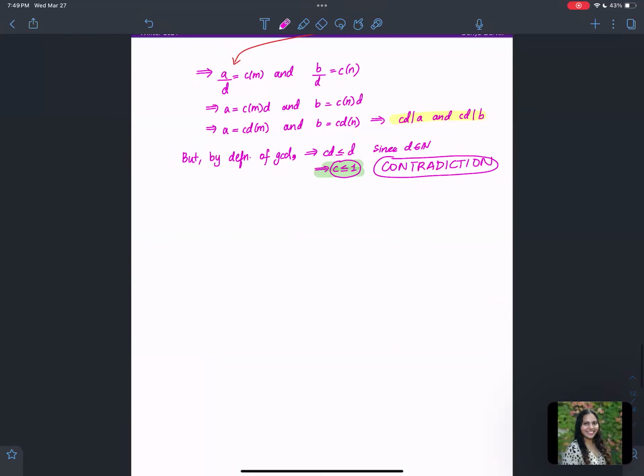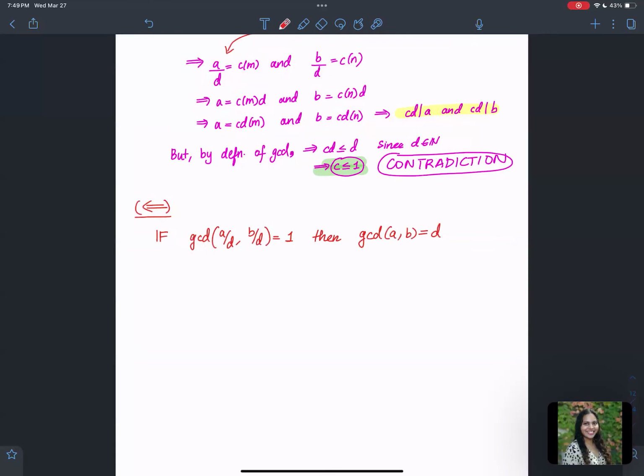Okay, we are not done. Don't forget, we have only done one side of the proof. So the second side: if GCD of A over D and B over D equals 1, then GCD of A comma B equals D. We are going to do a direct proof for this. Direct proof is way easier.